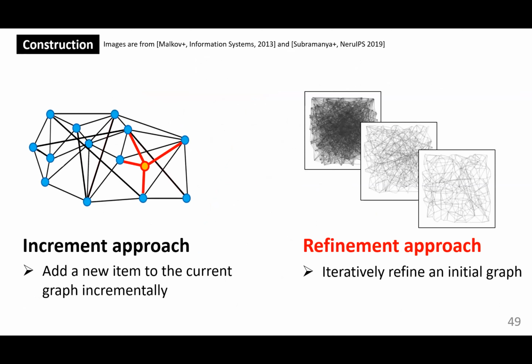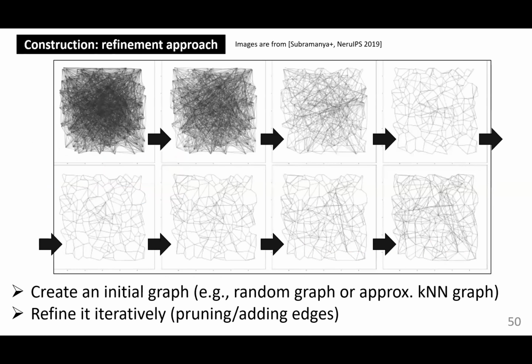Another approach is the refinement approach, which iteratively refines an initial graph. That's kind of easy. We start from some graph, in this case a random graph, and we refine it iteratively, by pruning or adding edges. In this algorithm, they first delete edges. After that, they put in some long edges. If you see this one, it contains some strange long lines here, right?